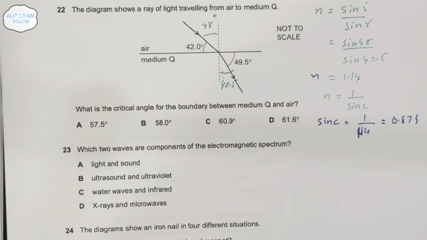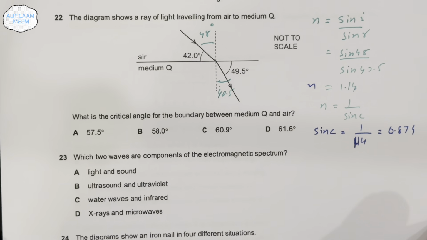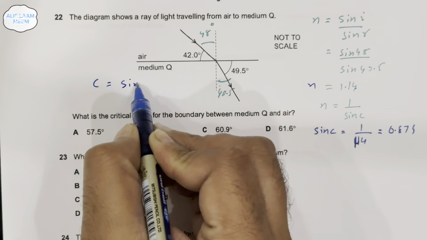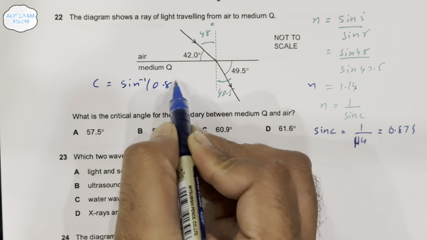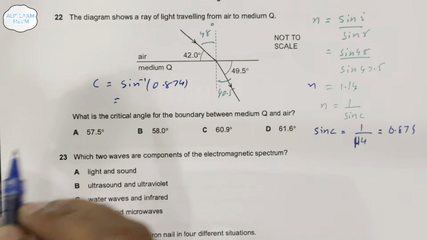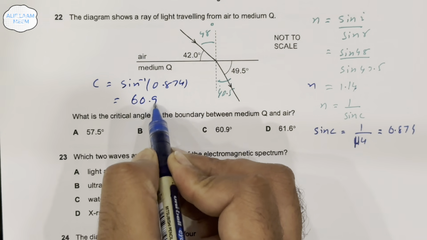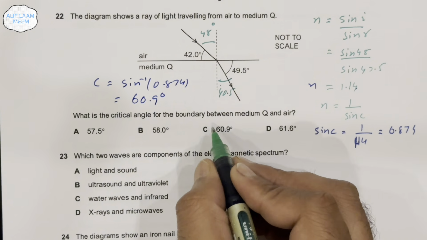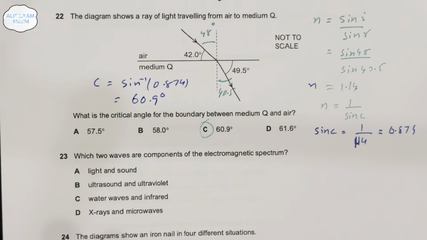0.874. Okay, now you need to take the inverse. C is equal to sine inverse 0.874. You get the value that is equal to 60.9 degrees. So option number C is carrying that option. So we're going to select that option.